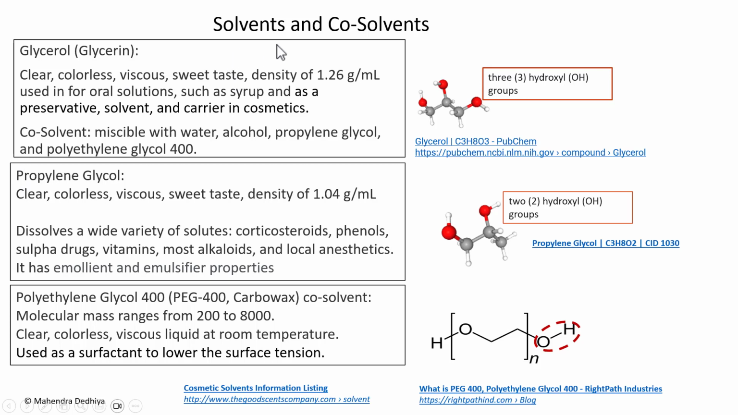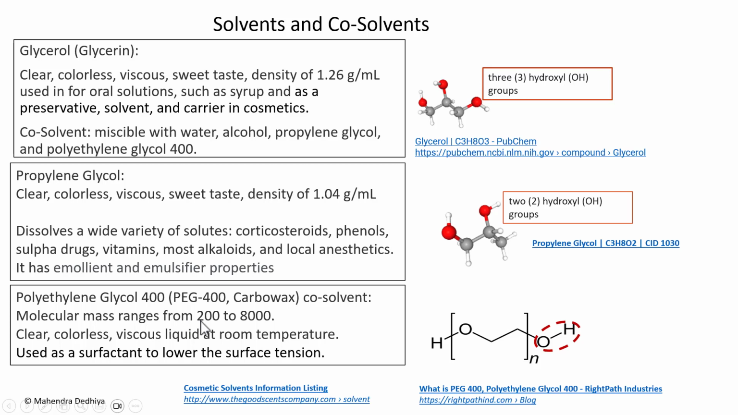Propylene glycol is also used as a cosolvent. It's clear, colorless, slightly sweet taste, and density of 1.04 grams per milliliter. It dissolves a wide variety of solutes: corticosteroids, phenol, alkaloids, anesthetics, and also it has emollient and emulsifying properties, useful in cosmetic formulation. Polyethylene glycol, PEG 400, is commonly used as a cosolvent in pharmaceutical preparations.